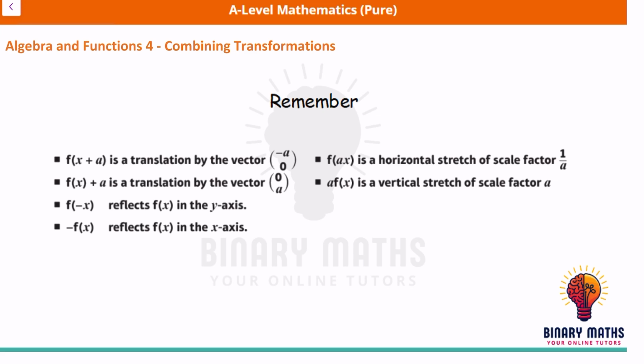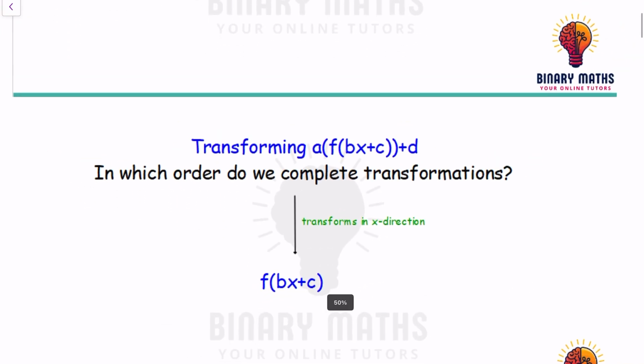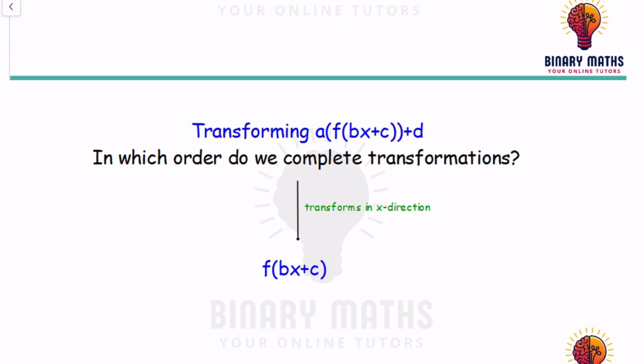f of ax is a horizontal stretch of scale factor 1 over a, and a times f of x is a vertical stretch of scale factor a. So these things you have to remember as you're doing this topic. Okay, so we're looking at very complicated combinations of transformations. So when you're transforming things of the form a times f of bx plus c, plus d.